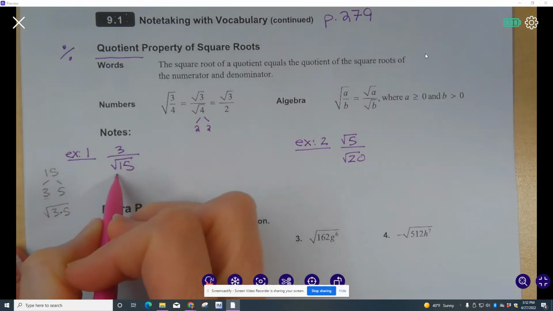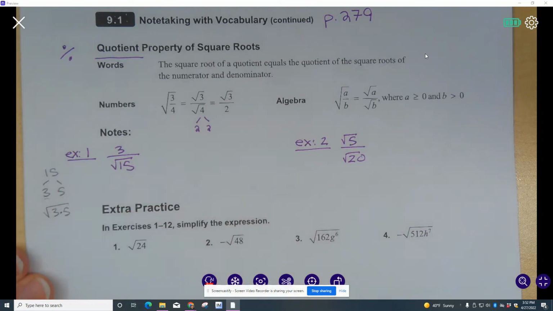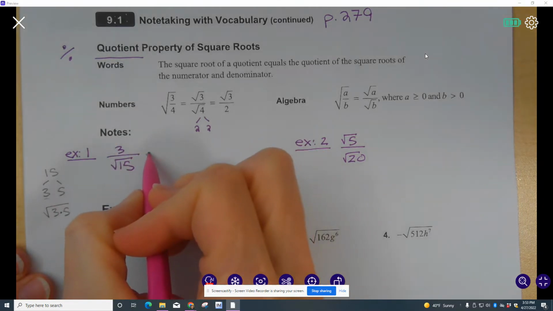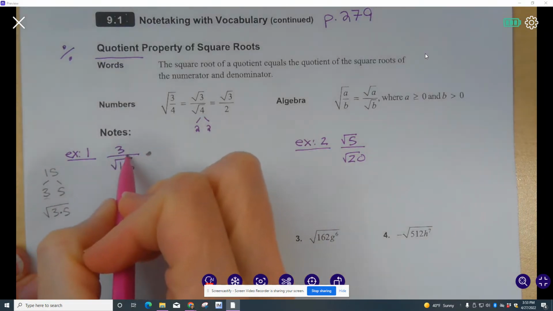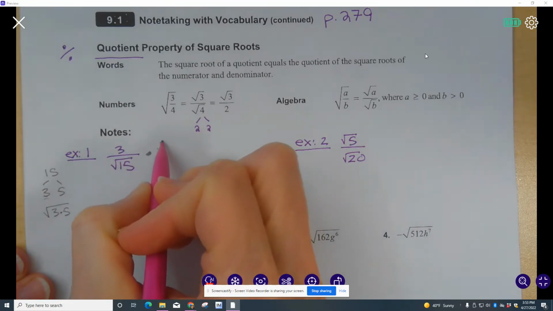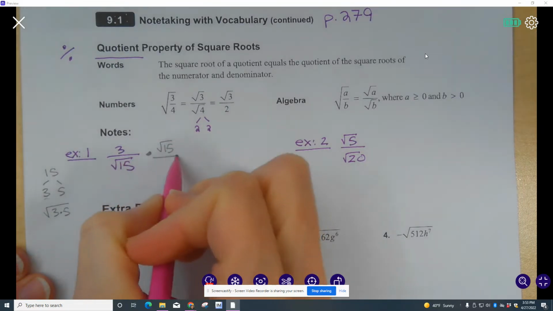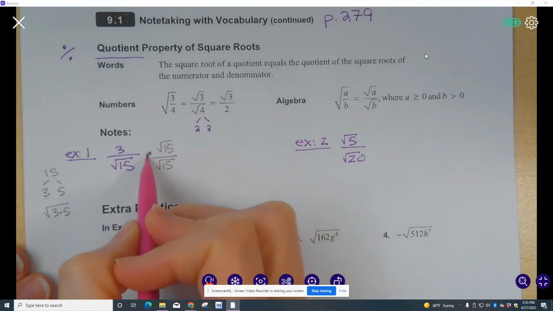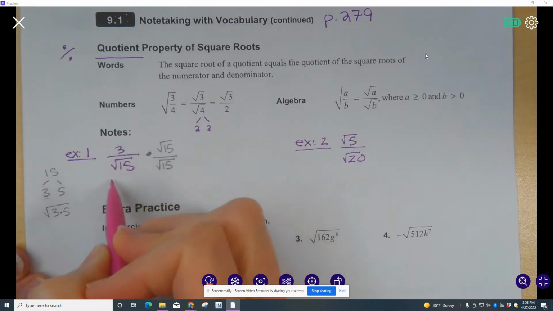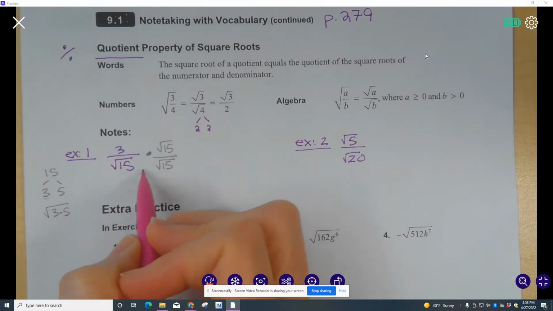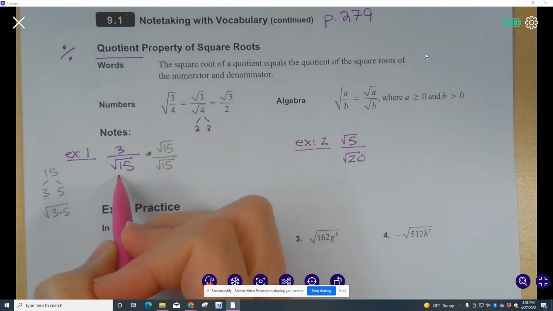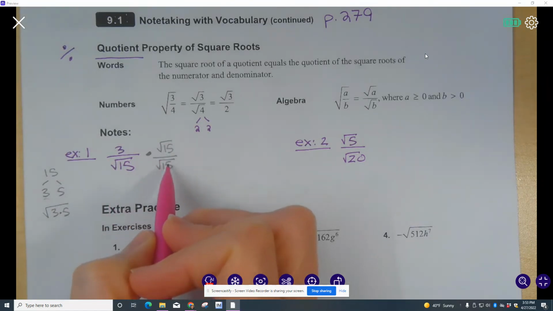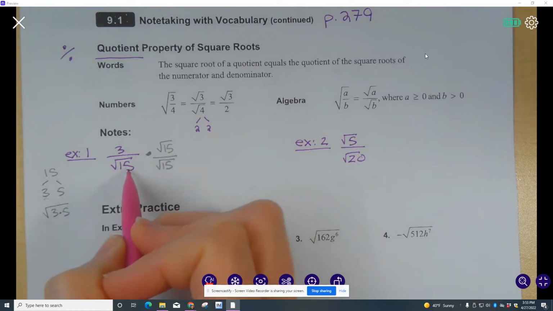So I cannot have a square root in the bottom of a fraction. The way that I get rid of that square root in the bottom of the fraction is actually not too difficult. If I'm trying to get rid of the square root of 15, I'm going to write a new fraction that has the square root of 15 over the square root of 15. And I'm going to multiply that new fraction by the problem I originally started with. So whatever radical you're trying to get rid of, create a fraction where you have that on the top and bottom and multiply by it.